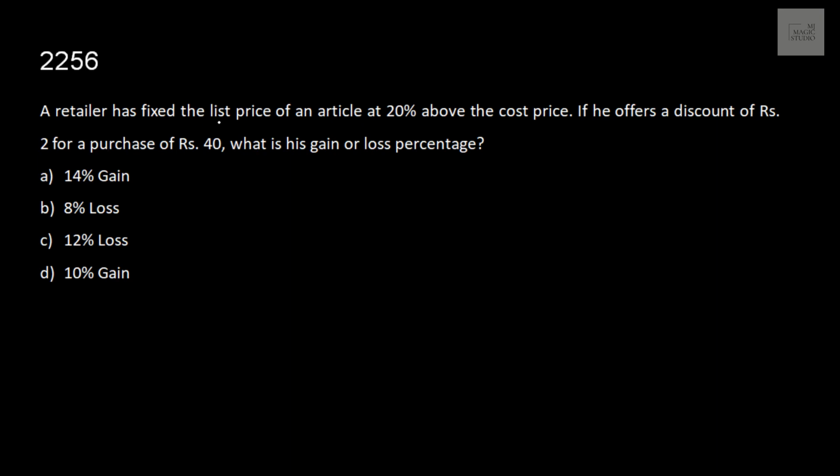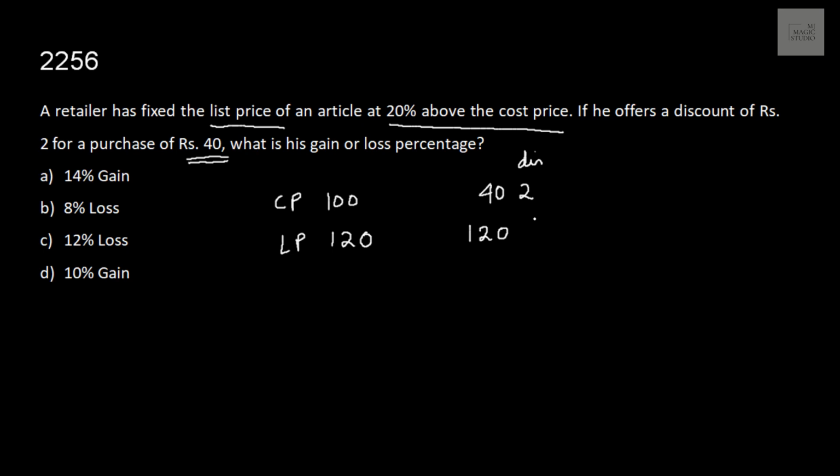A retailer has fixed the list price at 20% above the cost price. So if I take cost price as 100, list price or marked price would be 20% over it, that is 120. If he offers a discount of rupees 2 for a purchase of rupees 40, that means discount is of 2 when you are purchasing 40. What would be the discount if you are purchasing anything whose list price is 120? It would be 2 by 40 into 120, that is 6 rupees discount.